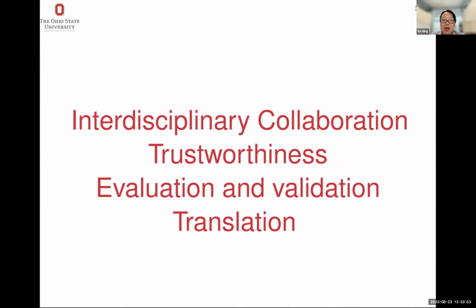And in the end, the whole goal of this generative AI for science is to translate what we generate into real practice, or in clinical settings, hopefully through the clinical trials and into clinical practice. I think that's still a long way to go.